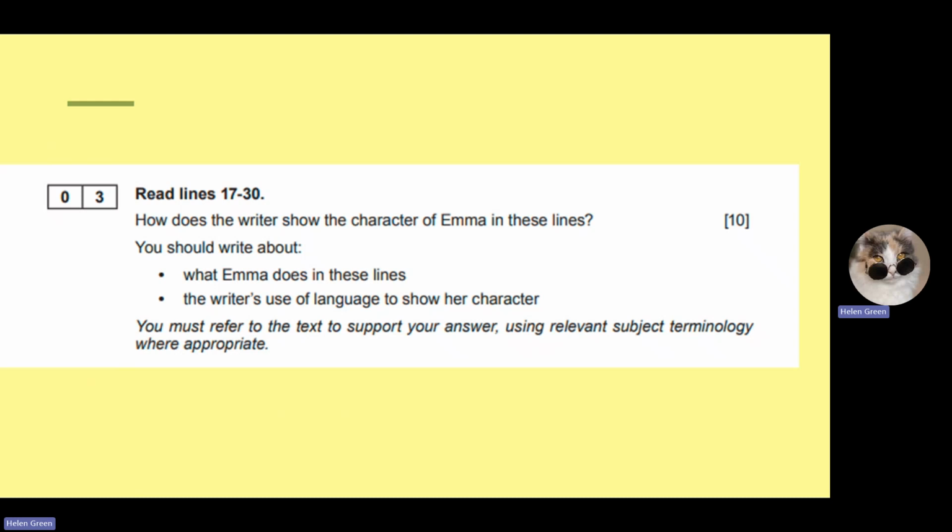There's a lot to do to answer these questions and not a lot of time to do it in. For example, for a 10-mark question like this, you'd be looking to try to make 5 little points, each with a quotation, each with an explanation of that effect, in around 10 minutes.